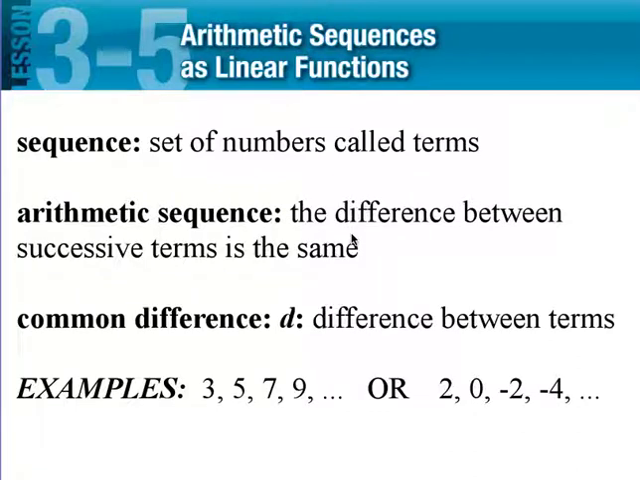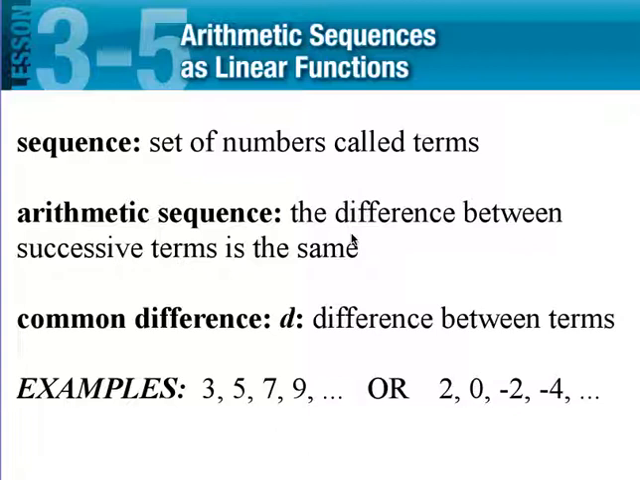And so first of all, we need to define what a sequence is. A sequence is just a set of numbers called terms. That's all it is, a list of numbers. Okay? An arithmetic sequence, on the other hand, states that the difference between successive terms is the same. So that would just mean the difference between the terms is going to be the same. Okay? We call that difference the common difference.